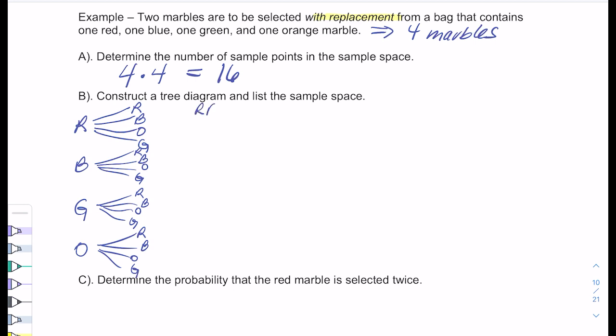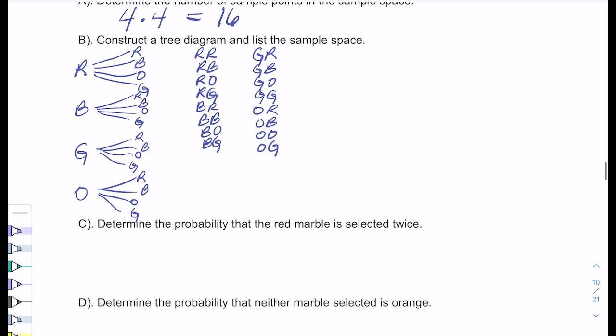So I could have a red and a red, a red and a blue, a red and an orange, a red and a green. And then I could have a blue and a red, a blue and a blue, blue and orange, blue and green, and so on. I'm kind of running out of space, so I'm just going to start listing them over here for green and orange. So you can count, there's 16 sample points in your sample space.